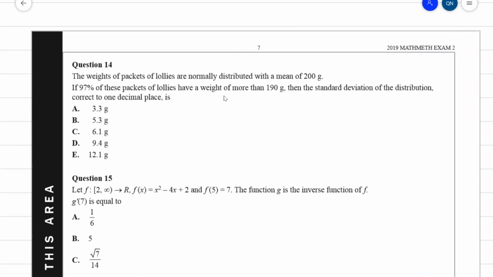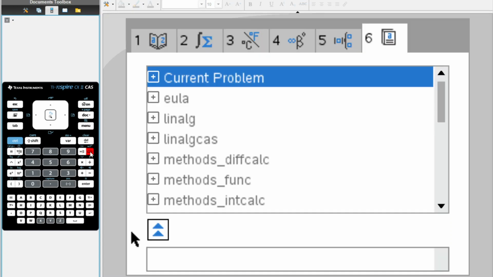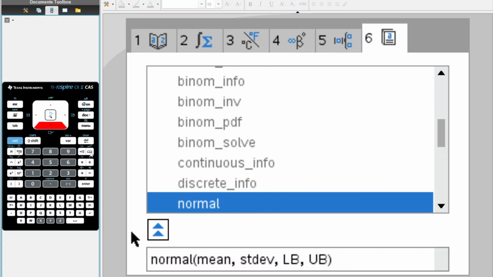97% of these packets of lollies have a weight of more than 190 grams, then the standard deviation of the distribution correct to one decimal place is... So we're just trying to find the standard deviation. Luckily, there's a nice program that does this for you called Normal Solve. So let's go to Normal Solve here.